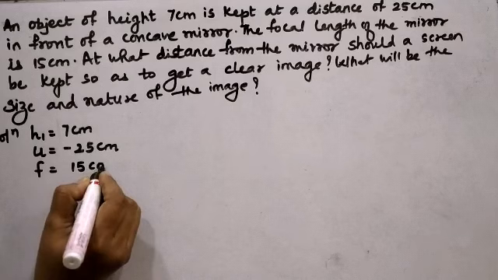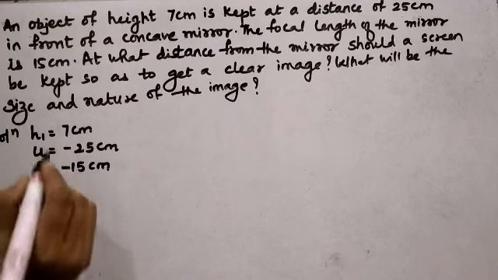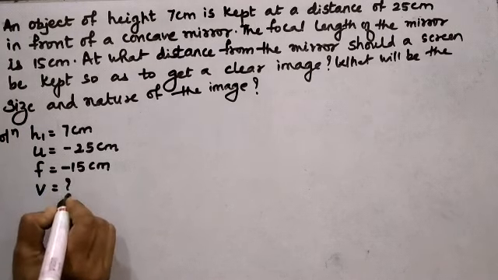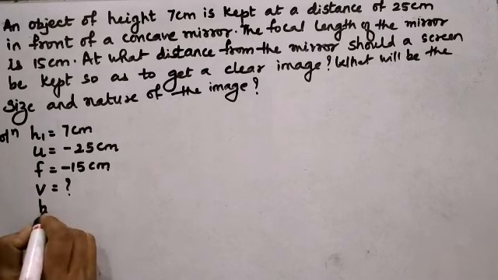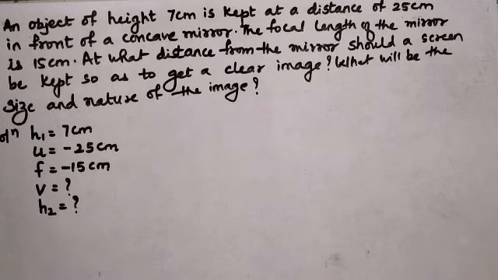It is a concave mirror. Focal length of concave mirror is always negative. At what distance from the mirror should the screen be kept to get a clear image? That is, we have to find the image distance v, and what will be the size of the image, that is h2, height of the image, and what will be the nature of the image, whether it will be real or virtual or whether it will be erect or inverted.